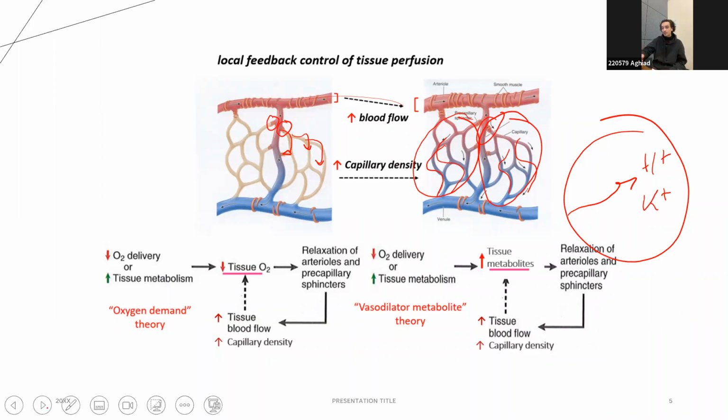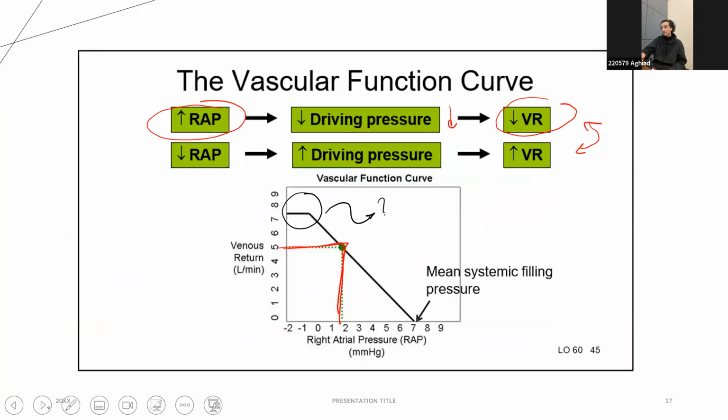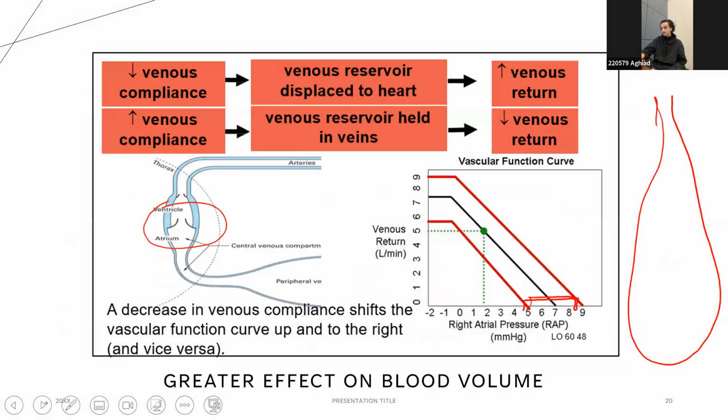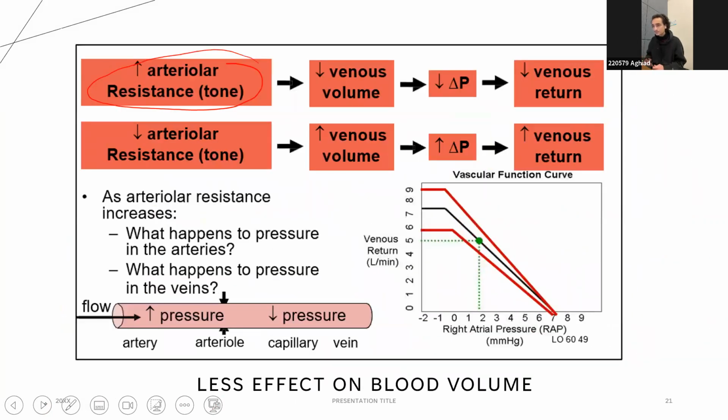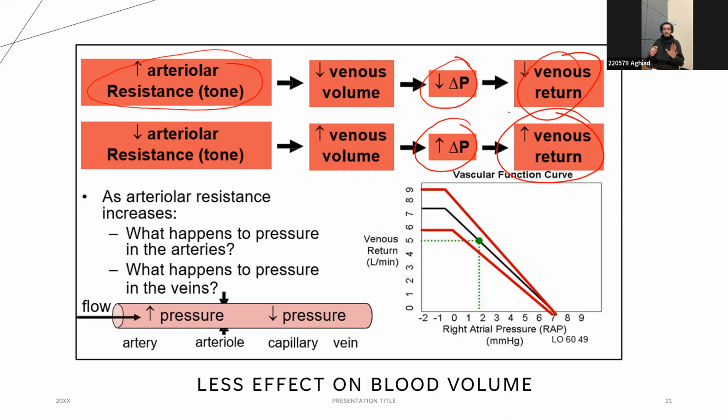Okay, so let's just go back to the graph. So we're increasing arteriolar resistance, decreasing the venous volume, decreasing the driving pressure, decreasing the venous return. If we open up these arterioles, decrease their resistance or tone, there would be more blood going to the veins, increasing the pressure, increasing the venous return. Is that clear?